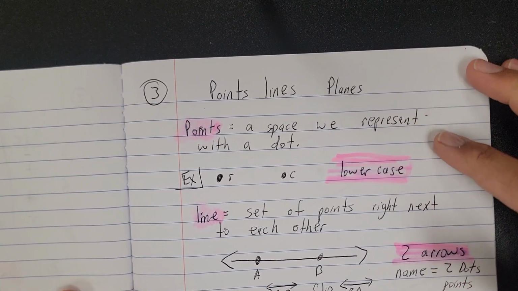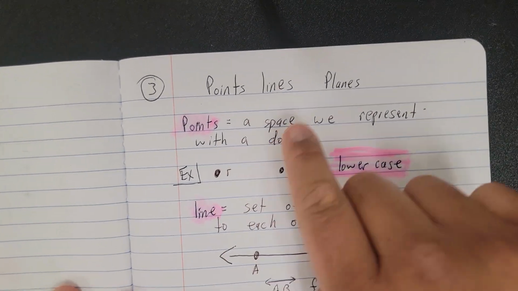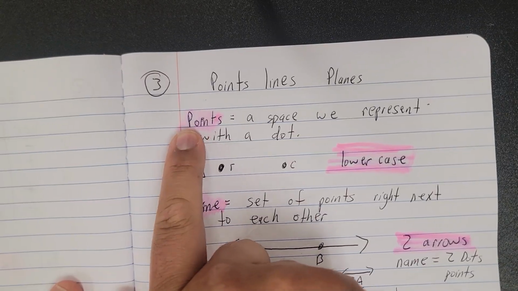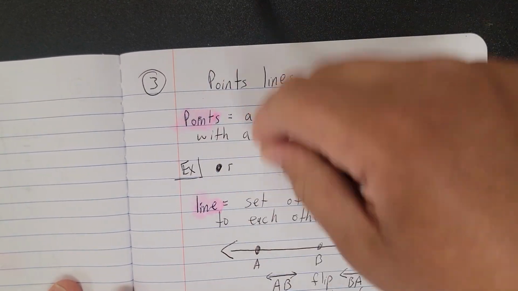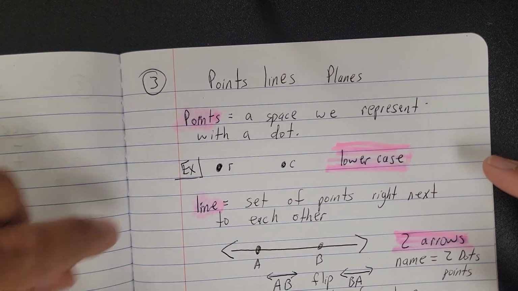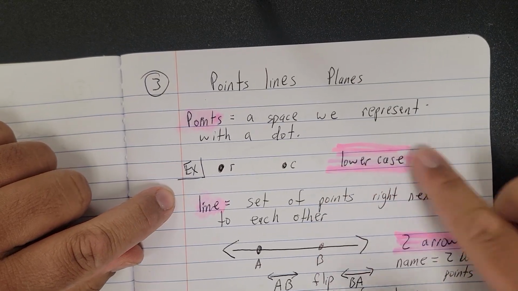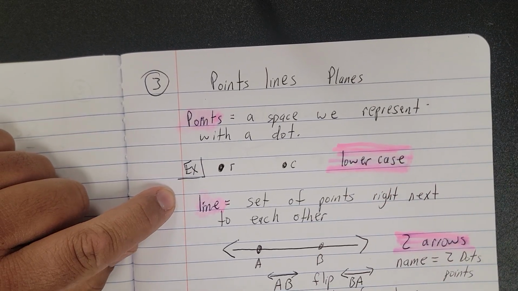Page 3, points, lines, and planes. So if y'all are copying this down for the first time, use the highlighter and highlight this part first and then write on top of it. Okay, it's better. That way it doesn't get smudged. So always use the highlighter first and then write on top.